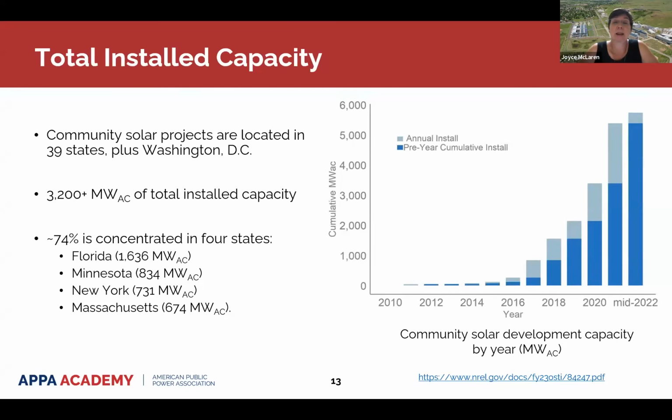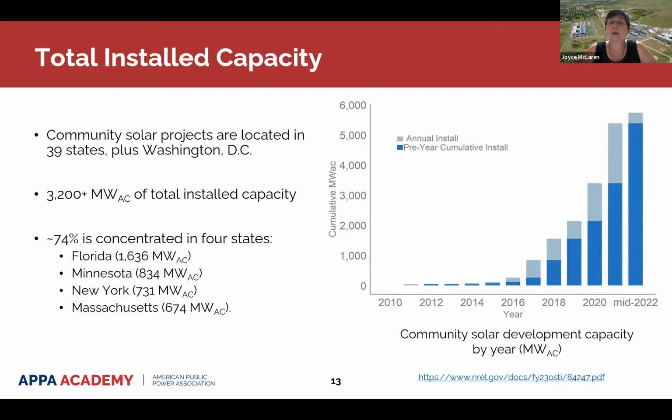Let's continue on. So across the country, this data is actually 1 year old now, mid 22. But as of then, we had 39 states plus DC participating in community solar, having projects. We had more than 3,200 megawatts AC of installed capacity. Now that is certainly more, as we've seen some development over the past year. A lot of the development, about 74% of it, was concentrated in only 4 states. Florida was a big one.